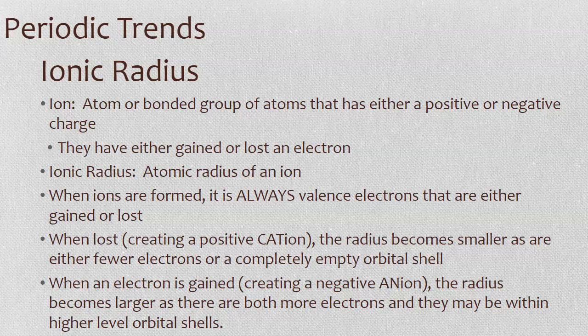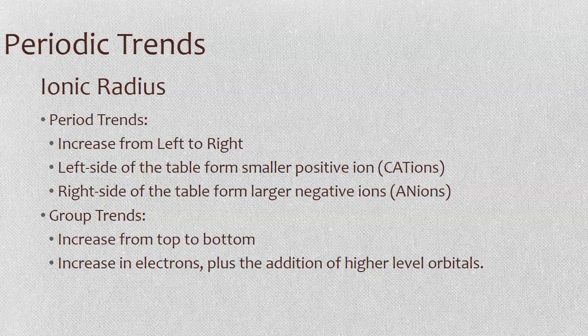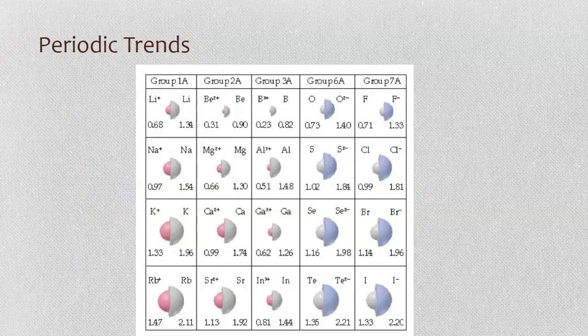So if you're looking at this, the size is now increasing from left to right, because you're going from smaller to bigger. Cations are most often found on the left-hand side and anions on the right-hand side. And they continue to increase from top to bottom because, again, there are still more electrons at the bottom of the periodic table.